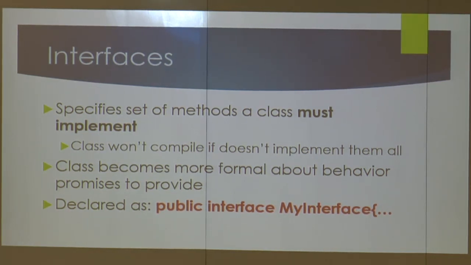And if you want to declare a new interface, you follow the format public, keyword interface, and then an arbitrary name you choose for the interface. So very similar to how you declare a new class, just now use the word interface instead of class.